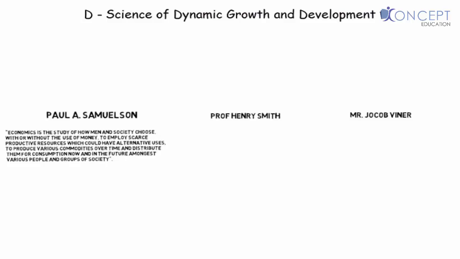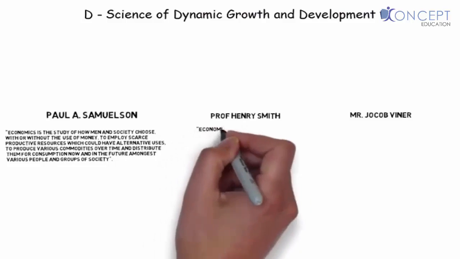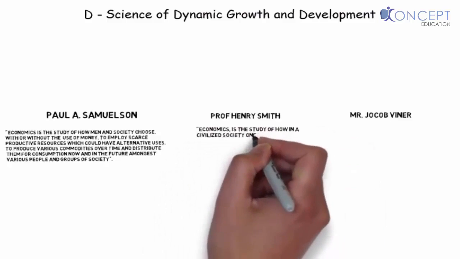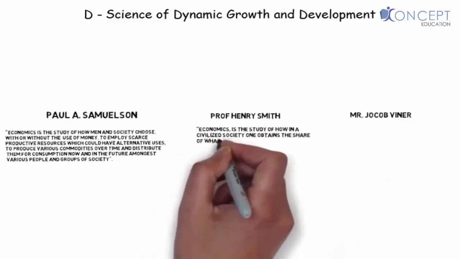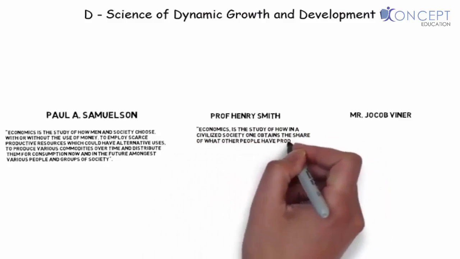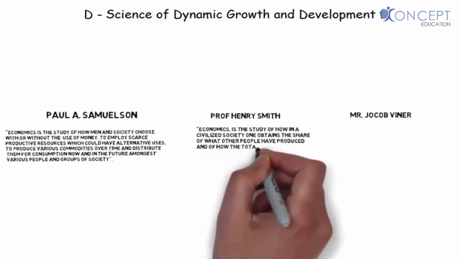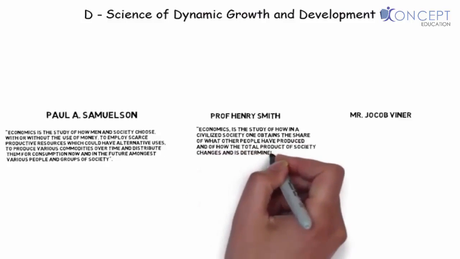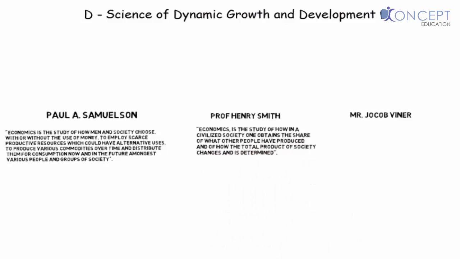increased. The second definition is given by Professor Henry Smith, which says, economics is the study of how, in a civilized society, one obtains the share of what other people have produced and how the total product of society changes and is determined. So Professor Henry Smith focuses on civilized society and total production and distribution of the production.